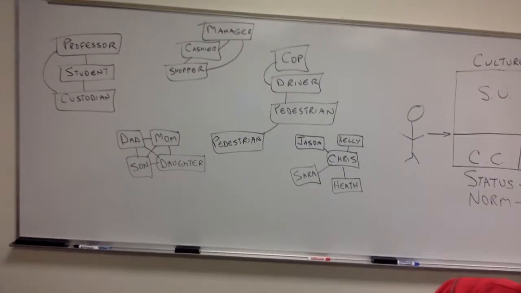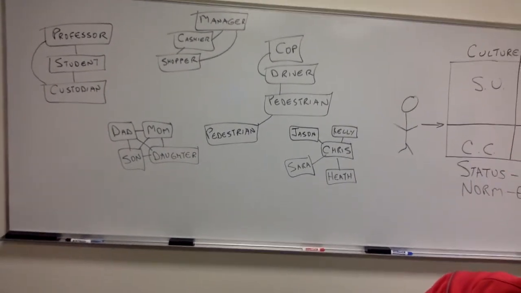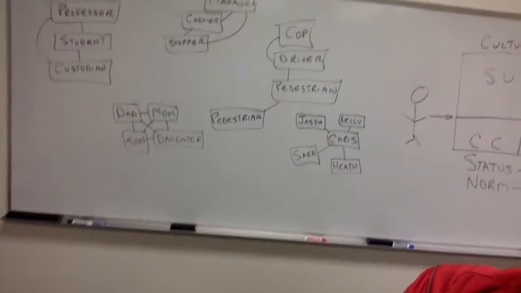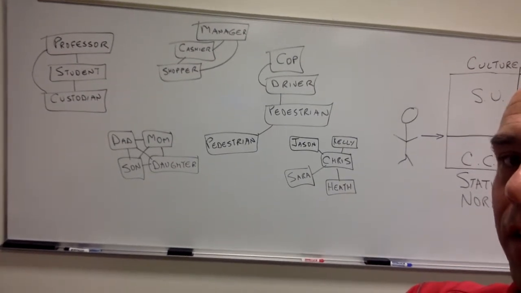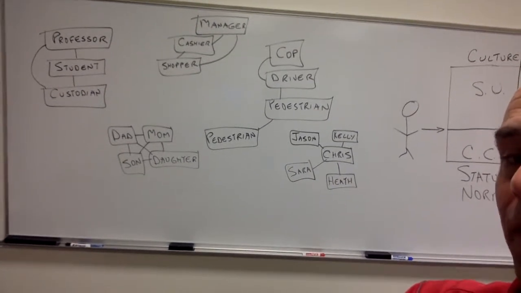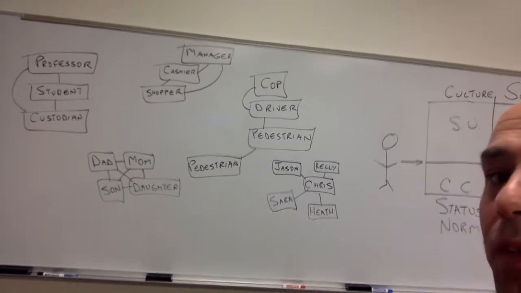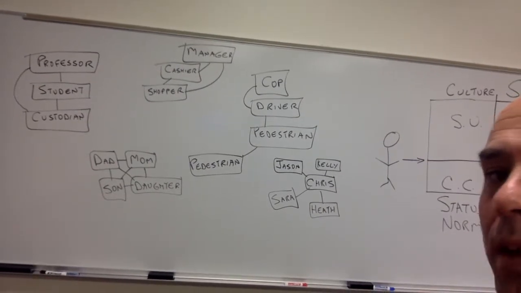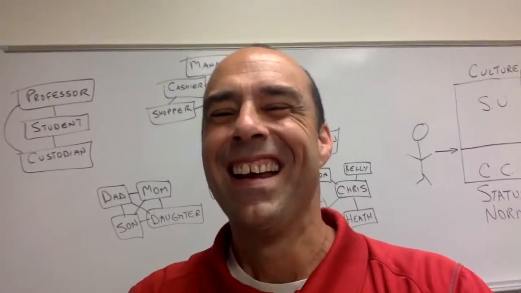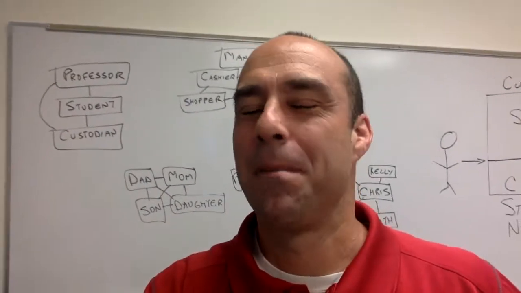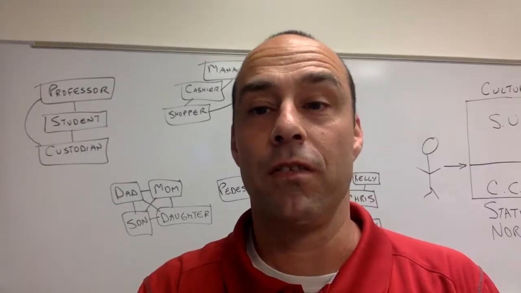And what you see is a whole bunch of statuses. So over on one side, you see professor, student, custodian. Those are statuses that would exist at a university. And the lines connecting them are the norms. So the professor acts a certain way toward the student. Students act a certain way toward the professor. They both act toward the custodian in particular ways. And you could multiply that out by department heads and department secretaries and coaches at the university or whatever.